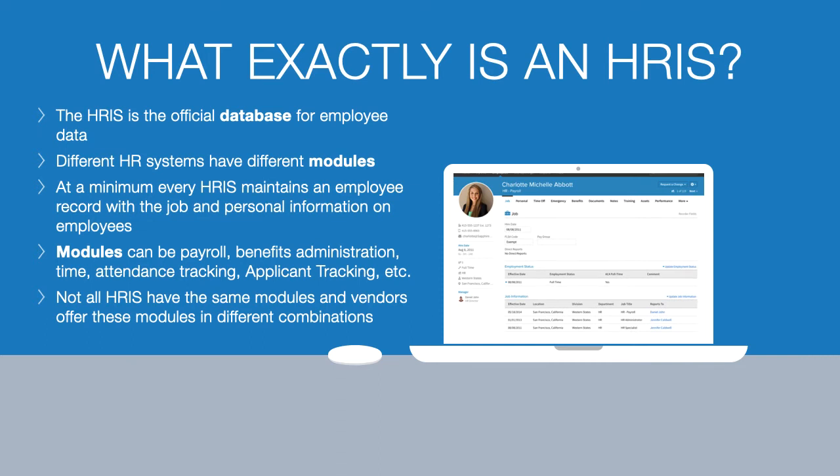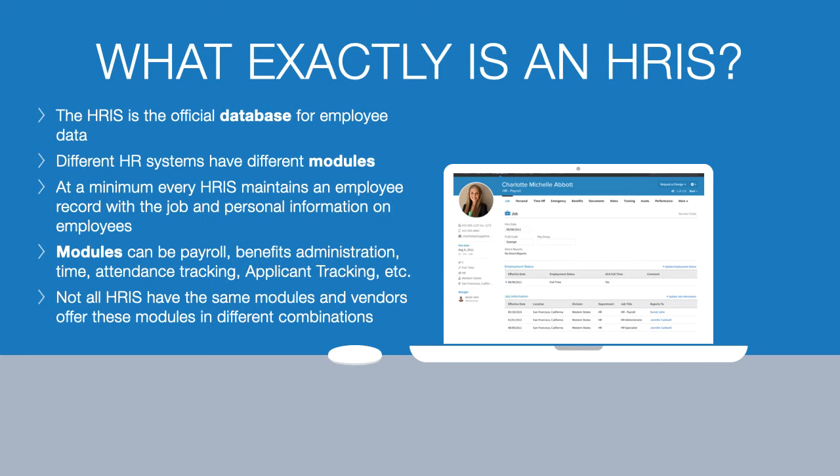So, what exactly is an HRIS? The HRIS is the official database for employee data, as I mentioned before. Different HR systems have different modules. It really depends on the size of your company and what you require in terms of what system a company might purchase. At a minimum, every HRIS maintains an employee record with the job and personal information on employees. So that's kind of the basic component of every HRIS system, whether it includes payroll or an applicant tracking system or benefits administration, or if it's just a HRIS database.